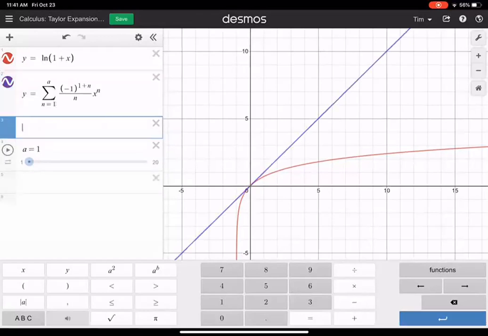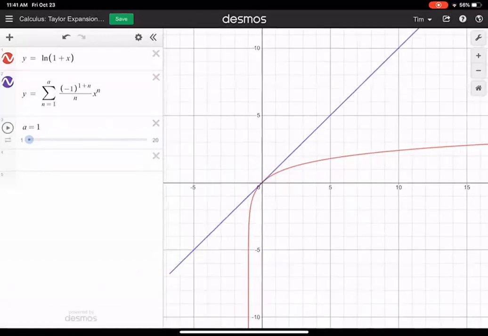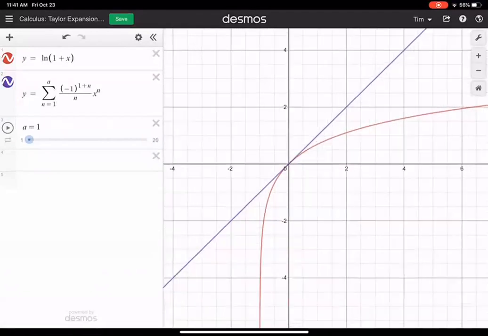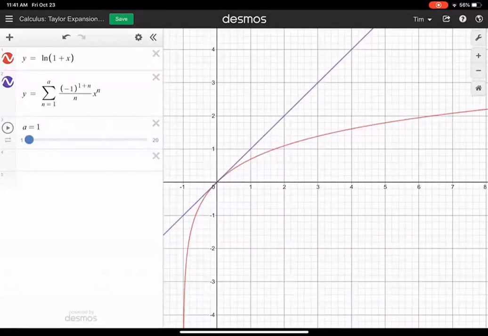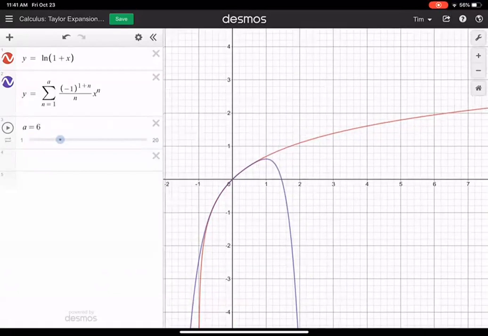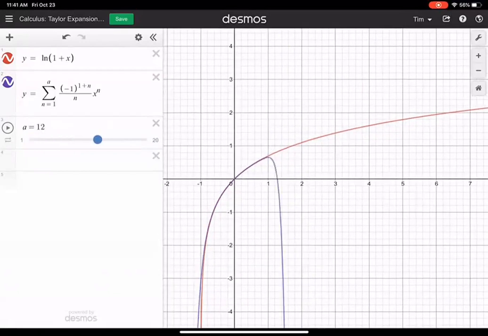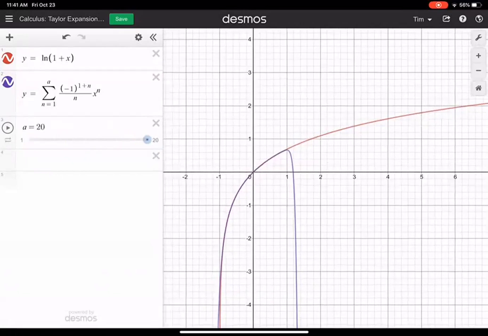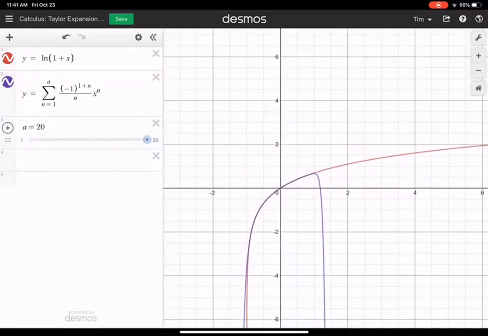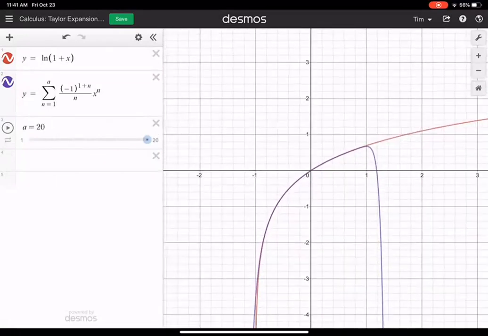Okay, so there's the linear approximation for natural log of 1 plus x. As I increase the number of terms, notice that it converges between -1 and 1, because the radius of convergence is between -1 and 1. It does not converge outside of -1 to 1. Okay, so there you go. That is the convergence of the Taylor series for natural log of 1 plus x.